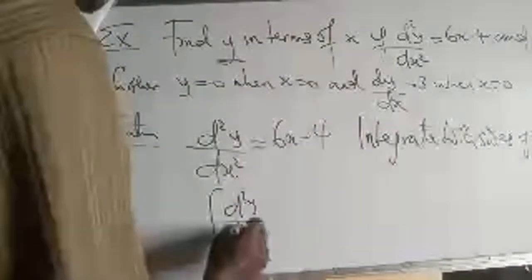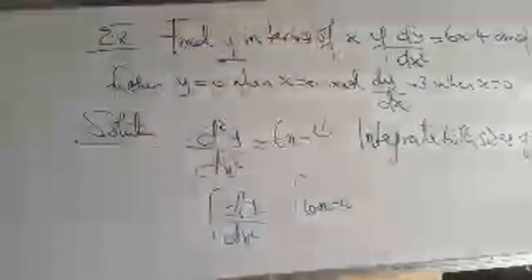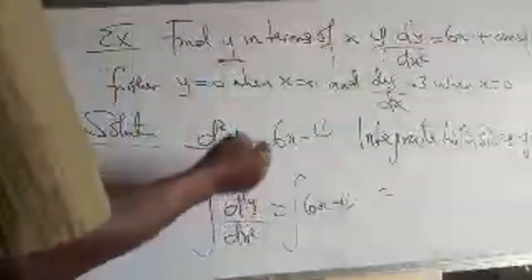That is, integrating both sides gives: the integral of the square y over x squared is equal to the integral of 6x minus 4. That is the meaning of integrate both sides. So the square y, the d, will disappear. You have dy over dx is equal to the integral of 6x minus 4.